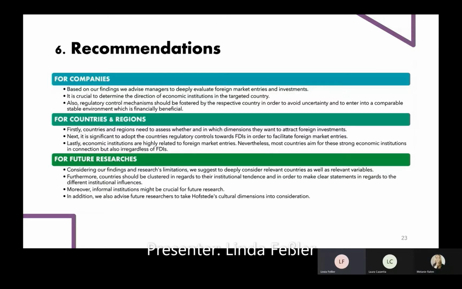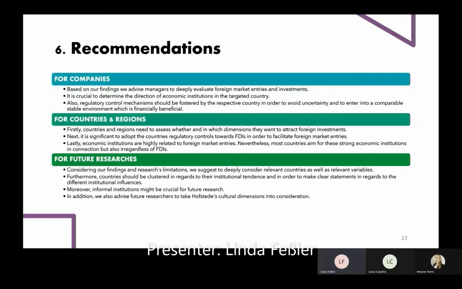For countries and regions, we developed the following advice. Firstly, countries and regions need to assess whether and in which dimension they want to attract foreign investments. Next, it is significant to adapt the country's regulatory controls towards FDIs in order to facilitate foreign market entries. Lastly, economic institutions are highly related to foreign market entries. Nevertheless, most countries aim for these strong economic institutions in connection with, but also irrespective of, FDIs.